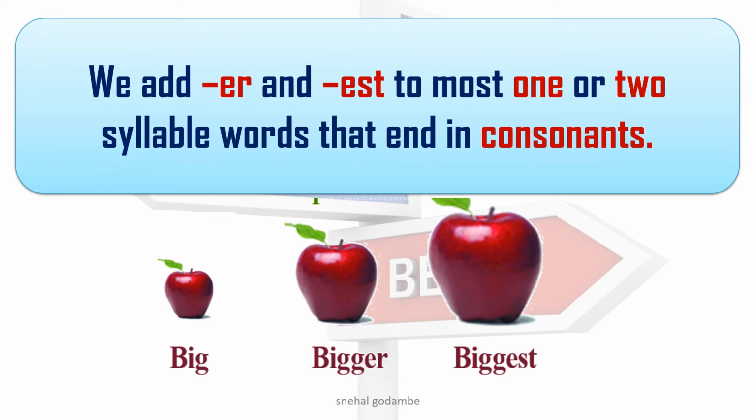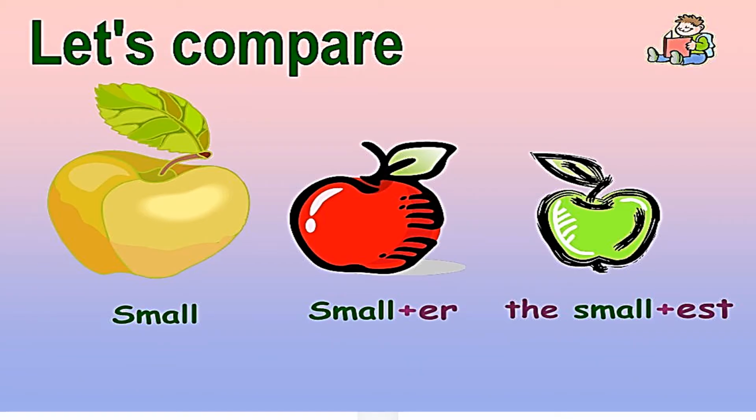We add ER and EST to most one or two syllable words that end in consonants. Vowels and consonants you have all learned. A, E, I, O, U are the five vowels and the rest of the letters are consonants. So here you can see G is a consonant. So we add ER in comparative and we add EST in superlative form. See here, small, smaller, smallest.